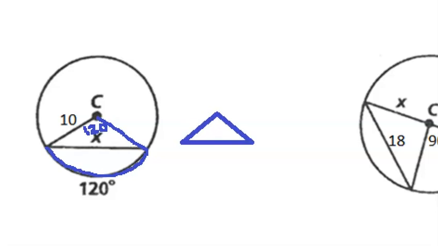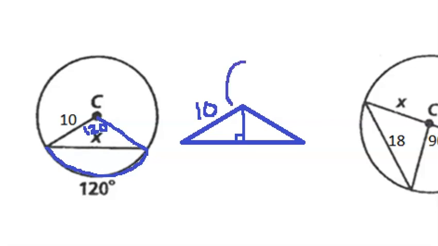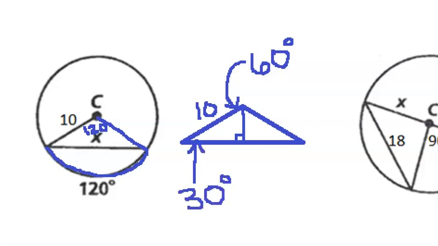However, if we take this picture and draw it again to the side, I could take 10 right there, and I could take my 120-degree angle, and I could chop it in half. Now, why would that be significant? Well, now I have a 60-degree angle up here, and that officially allows me to use the rules that I should know for 30, 60, 90 triangles.